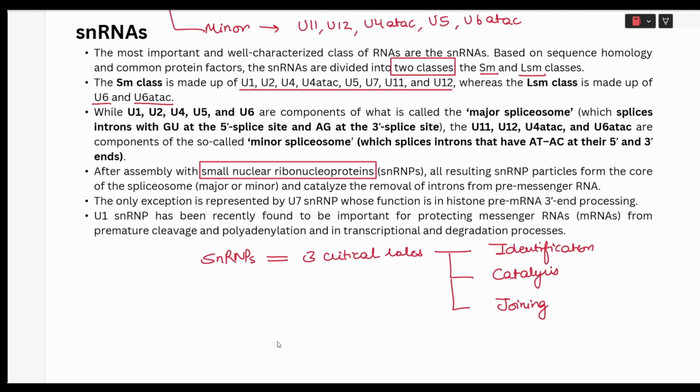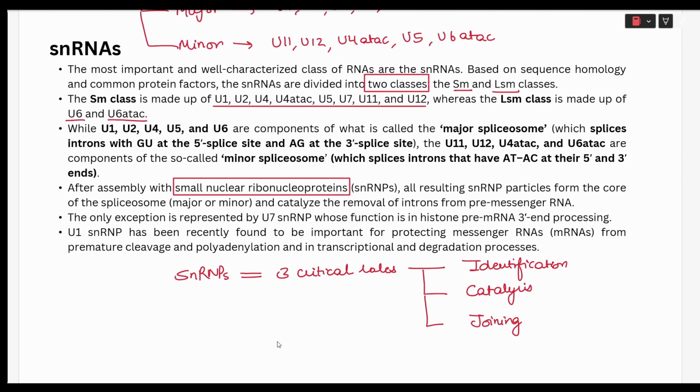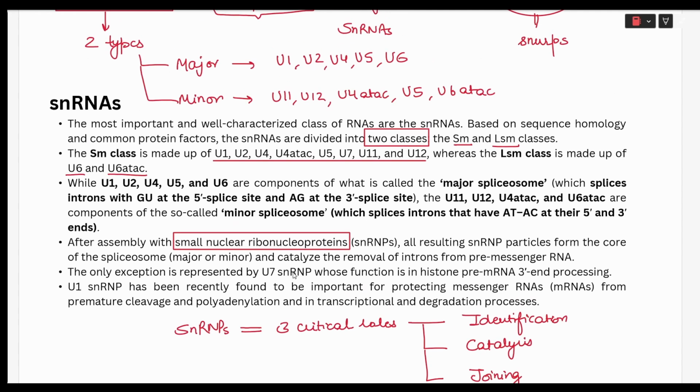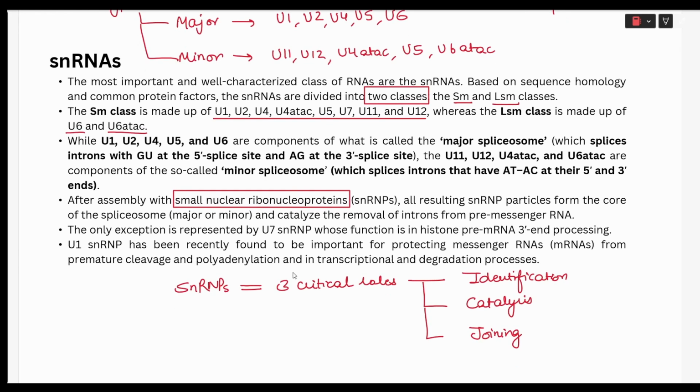Okay. So let's see if there is anything remaining here. Now, as you can see, the main function of the snRNPs is in splicing. However, there is one exception, the U7. The U7 snRNP is used not in splicing, but in the histone pre-mRNA 3' processing. This process, right?